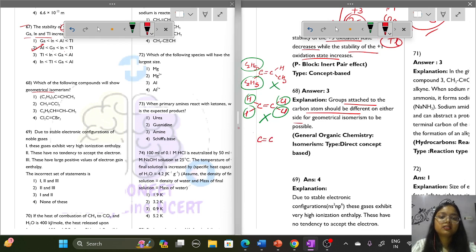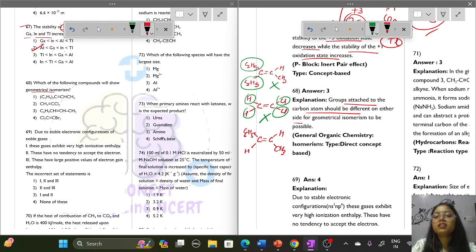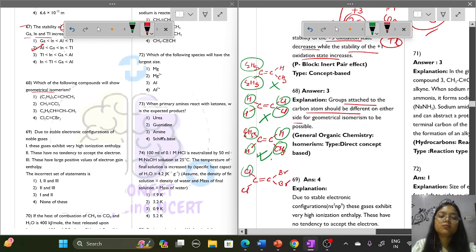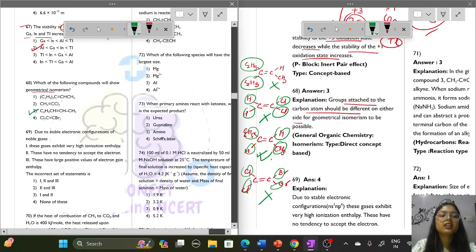Third option. Here it is C6H5, and here it is H. Here it is H, and here it is CH3. So here these two are different and these two are also different. So yes, option 3 will show geometrical isomerism. Let's see option 4 also. C double bond C, here it is Br, here it is Br, here it is Cl, and here it is Cl. So these both are the same, so it will also not show it. So which is the correct option? Option 3 will be the correct option. Option 3 will show geometrical isomerism. Clear?